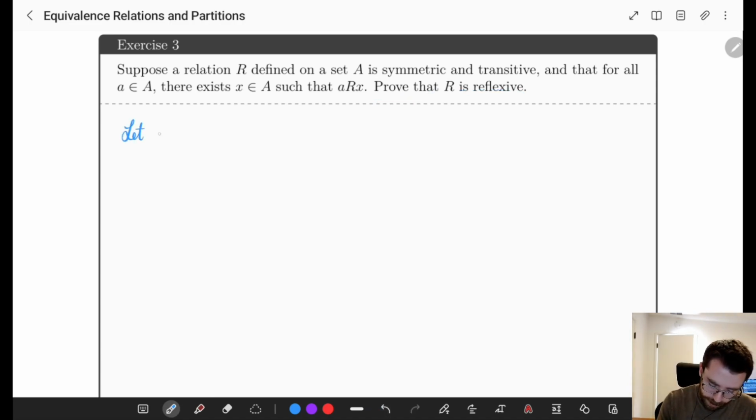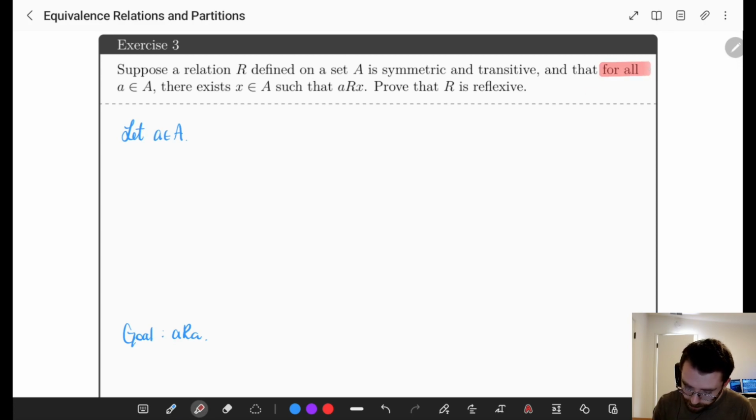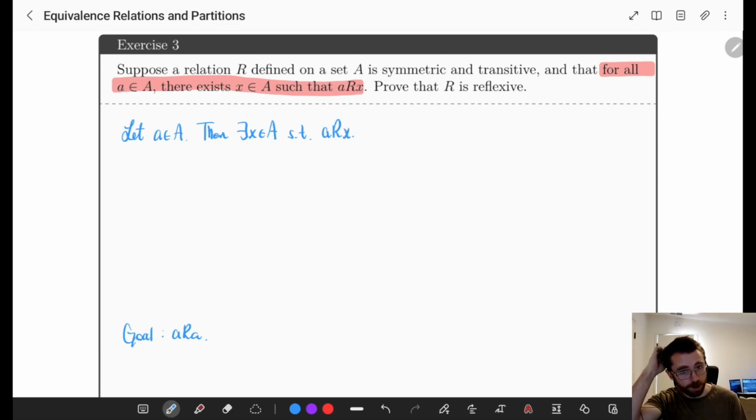So we're going to prove that R is reflexive. That proof will go like this. Let a be in A. My goal is to show a is related to itself. And right off the bat, I can use the hypothesis that there exists an x related to this a value, such that a is related to x. So that's just by assumption we can do that. Hopefully we can now use our other assumptions.